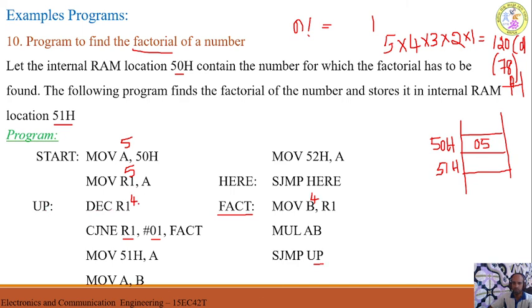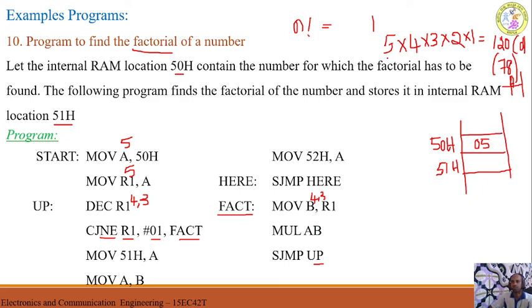Again decrement R1. Now R1 becomes 3. Again compare 3 with 1. Whether these two are equal? No, these two are not equal. Once again go to fact. Once again come here. MOV B, R1. Now R1 is nothing but 3. And what is the accumulator? Accumulator content is the previous result.